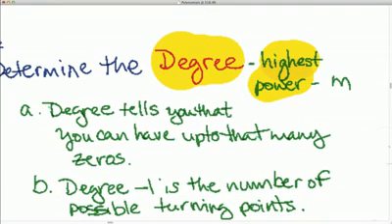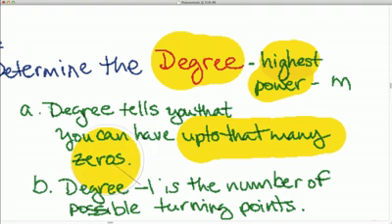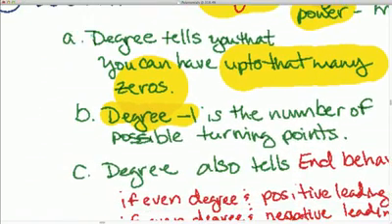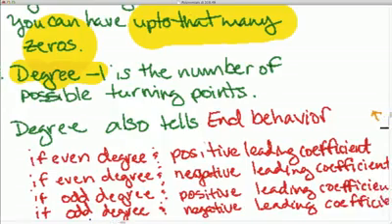And what can it tell you? Well, the degree can tell you that you can have up to that many zeros. And then the degree minus 1, I think my highlighter is a little too big. Degree minus 1 can tell you that you have that many turning points, up to that many turning points. Okay. Also, we can learn the end behavior.